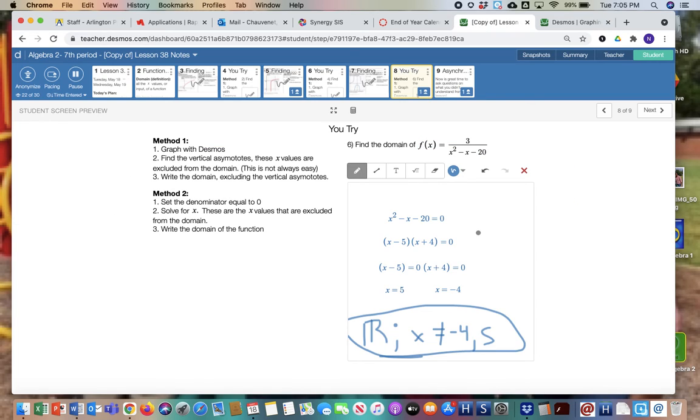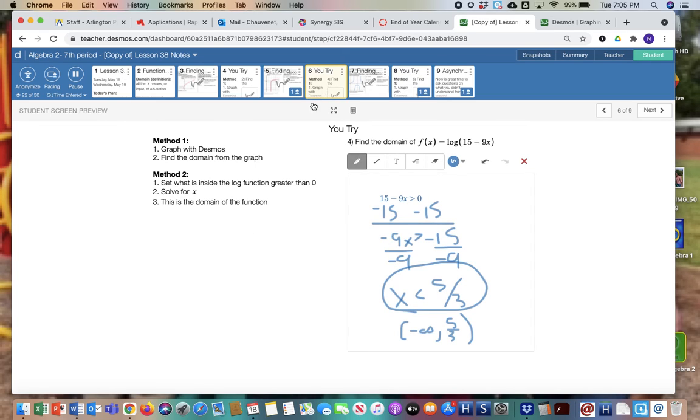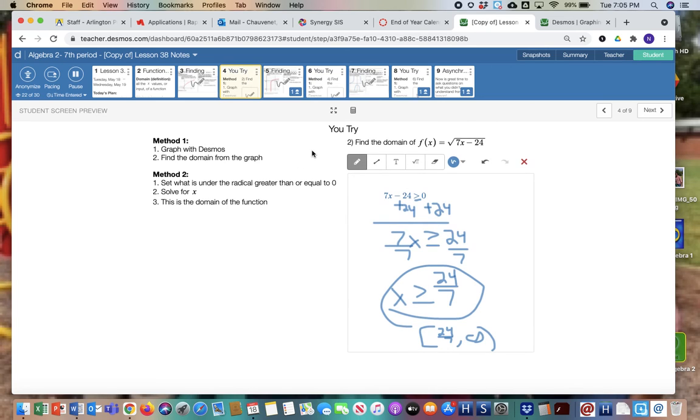All right? So that's how we find the domain from both the rational graph here, from the logarithmic graph here, and then from the square root graph here.